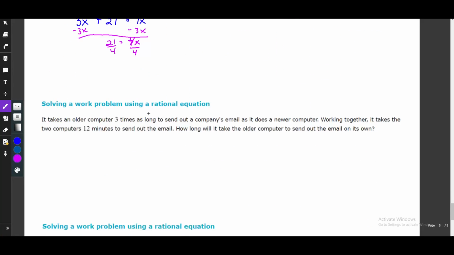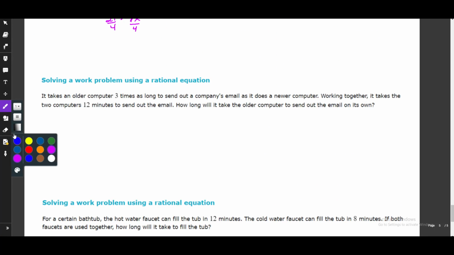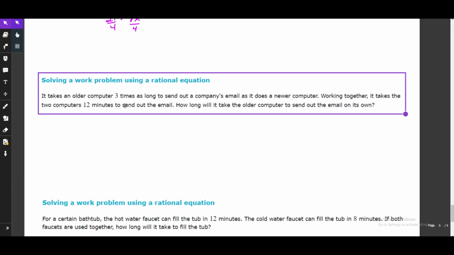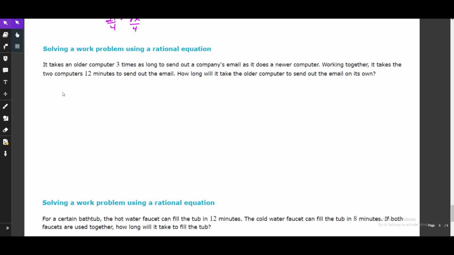We can do one more looking at this, solving a work problem using a rational equation, actually 2 more, but starting with the first one. We use my same formula, together over alone plus together over alone equals one job done. This time I have an old computer and a new computer. My old computer takes 3 times as long to send out the email as does the newer computer. Newer computer is going to be my x. Old computer is going to be 3x.